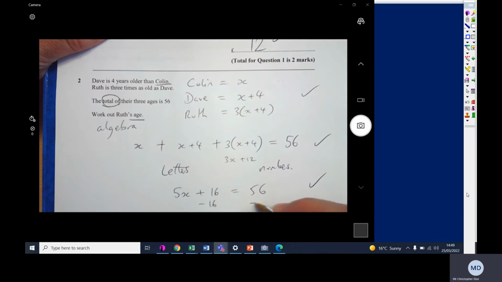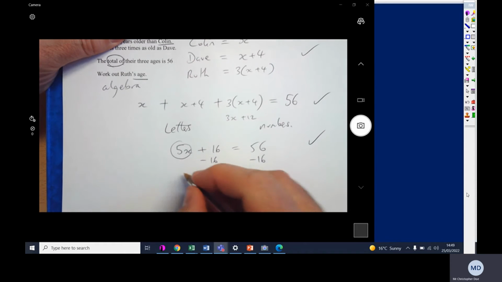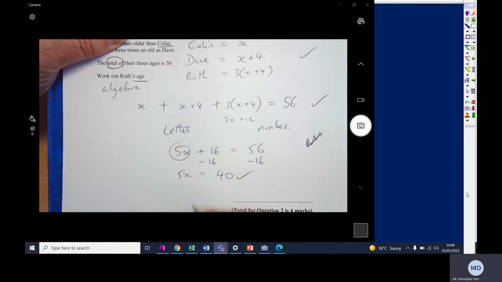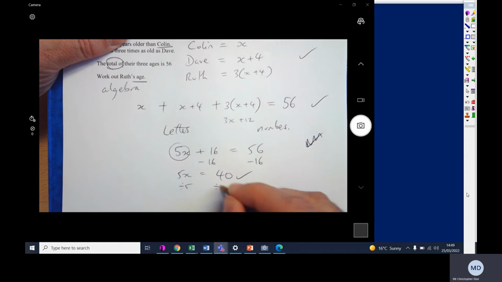I'm taking off 16 from both sides because I want just the letters. I don't want the 16. So I've got 5X is 40. That is my second mark. And I divide both sides by 5. So my answer is X is 8.